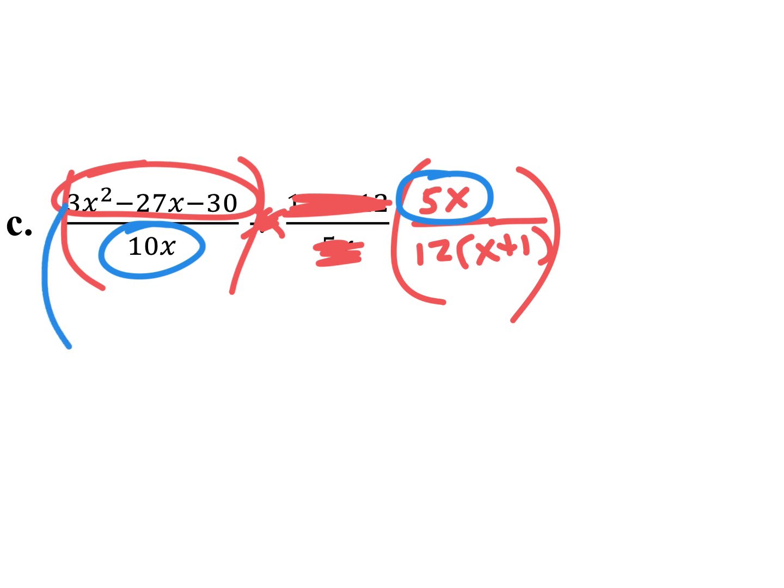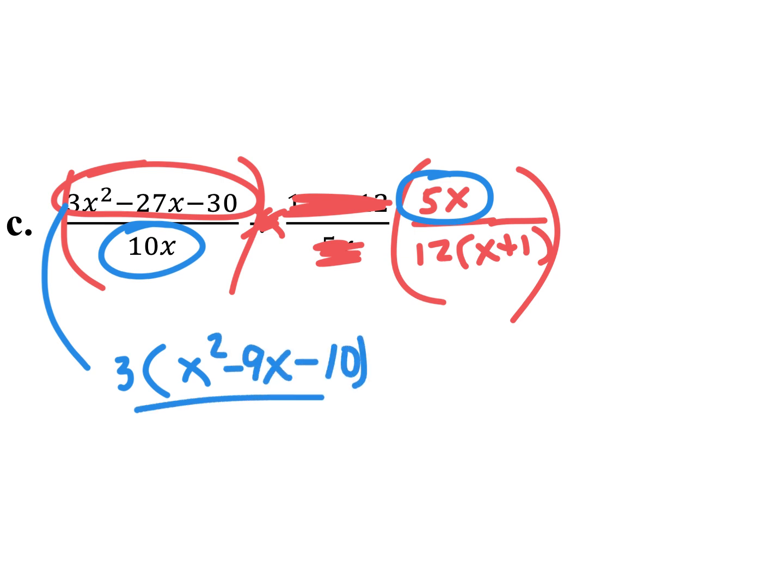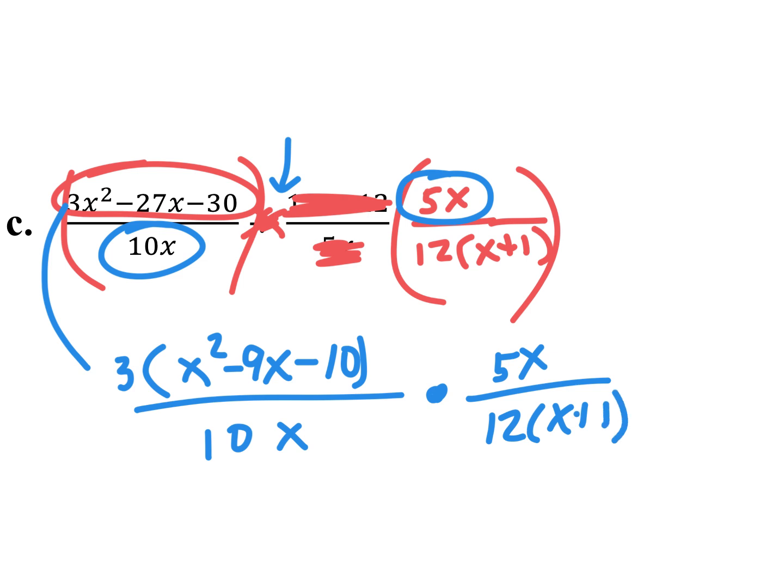All right. Hopefully you're back from the pause. There's a 3 in everything there. It's a GCF of 3. And that'll leave behind an x squared minus 9x minus 10. And then there's a 10x on the bottom. Times, this was changed to times. So times 5x on the top and 12 parentheses x plus 1 here.